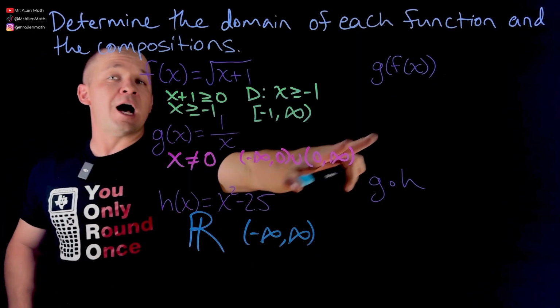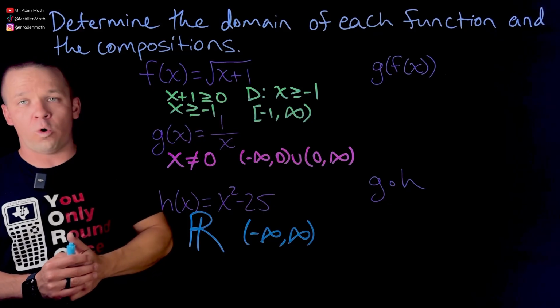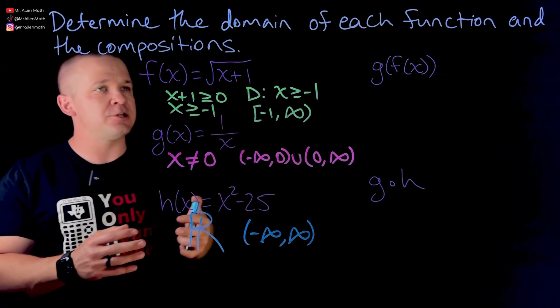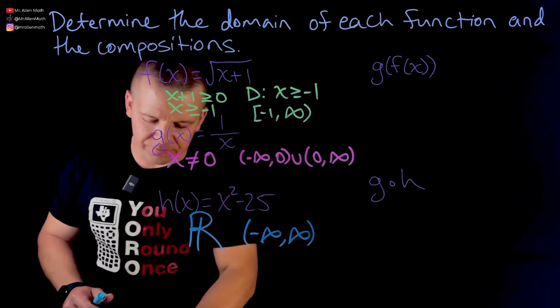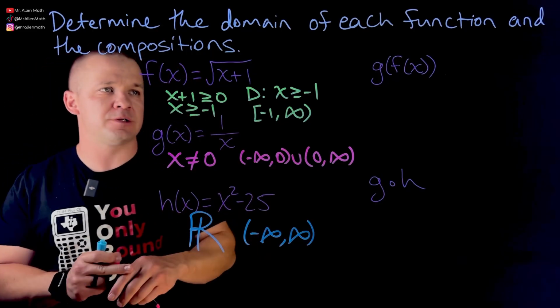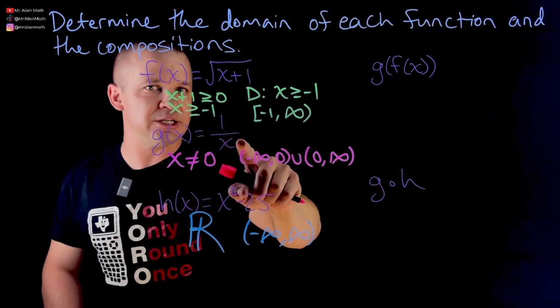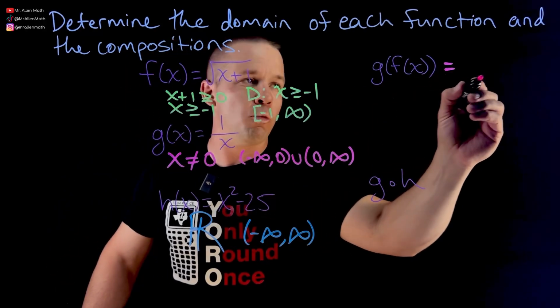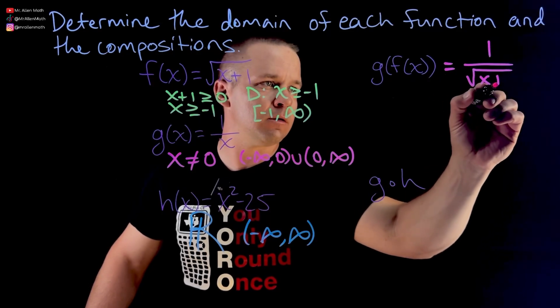Anywho, on to the compositions. G of f of x. What? Well, now we have to take into account both functions. And I find it helpful to write out our composition first. So if we're doing g of f of x, that means f is getting plugged into g. So this is going to be 1 over the square root of x plus 1.